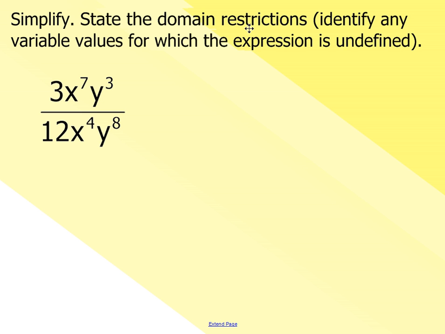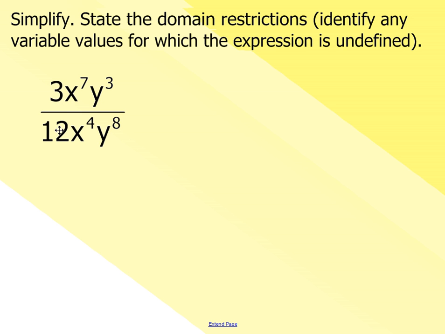So when it says state domain restrictions, they're looking for all of the numbers that x, or in this case x and y, are not allowed to be, because you would end up with a 0 in the denominator. So the first thing we're going to do is to just simplify the rational expression. So we're going to simplify the like parts. So 3 and 12 are both numbers, x to the 7th and x to the 4th are both x's, y to the 3rd and y to the 8th are both y's.